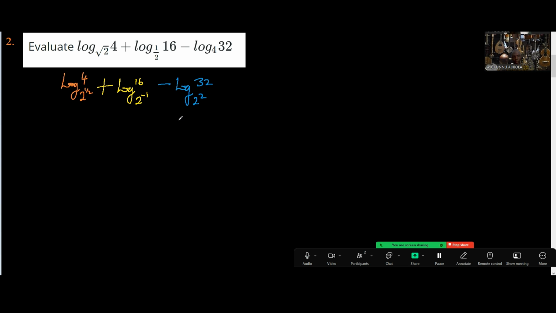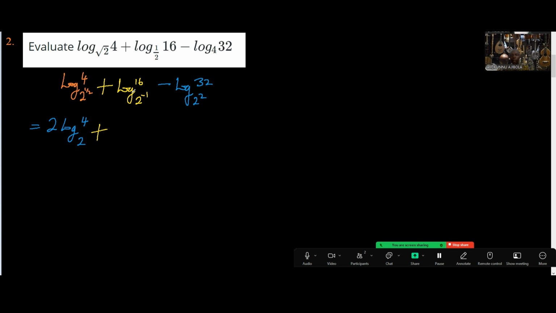So all of them have base 2 now, but there are still powers there. So the powers can go to the back of each one and become the reciprocal, okay? Yes, sir. Now, the first one, this half is coming here, but 1 divided by half is 2. This will be 1 times 2 over 1, which is 2. So instead of writing half, it is 2 that will be at the back of the logarithm. So that will be 2 log 4, base 2.